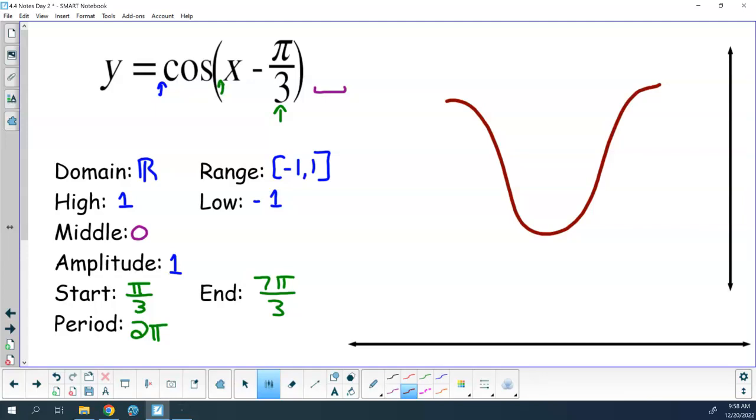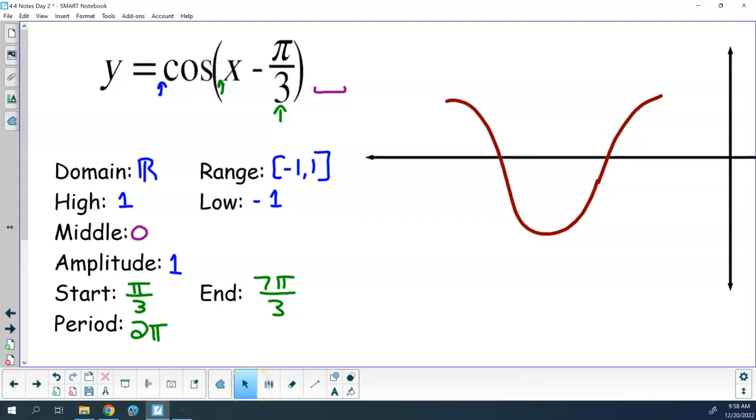Okay, fine, you talked me into it. Much better. Okay. All right. So, our middle is at 0, so we can add in our middle. Boom. Done.